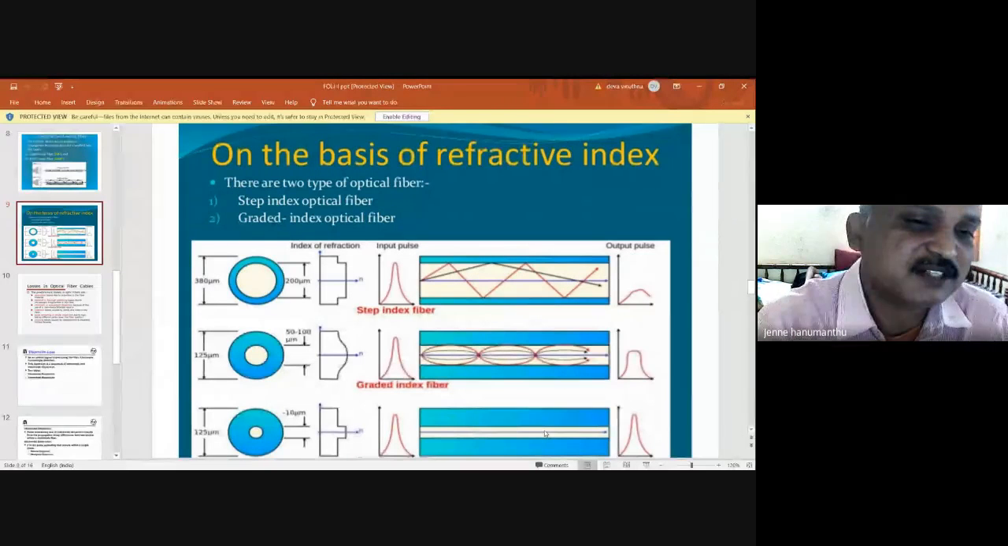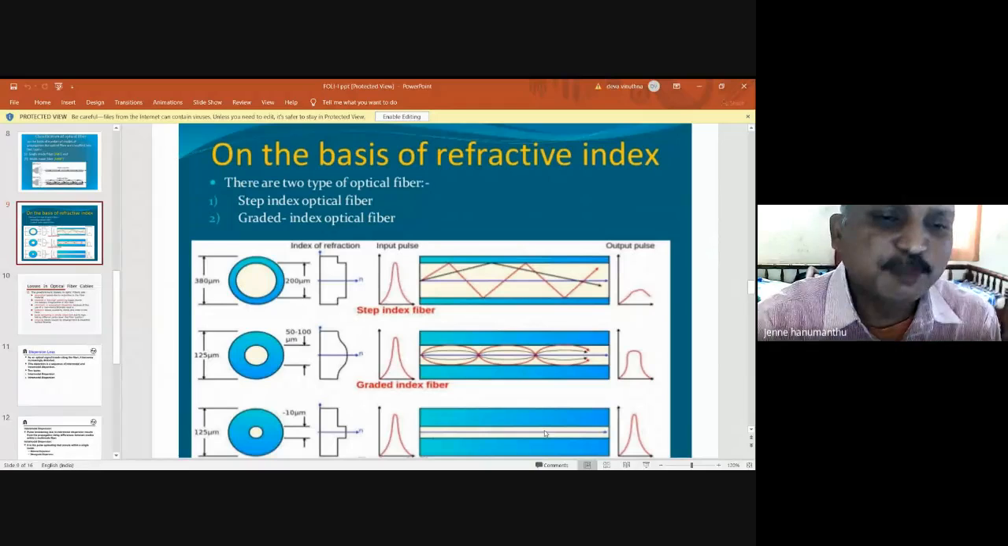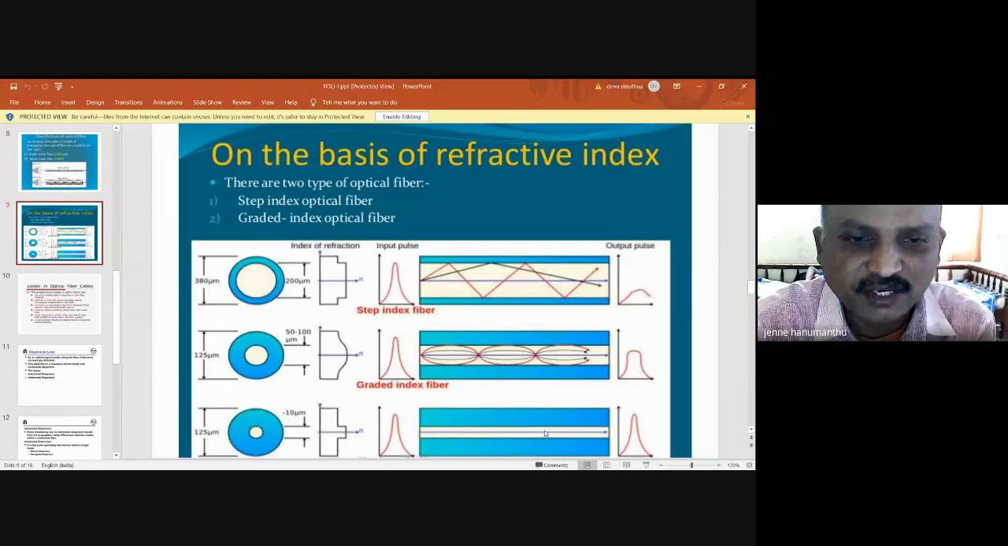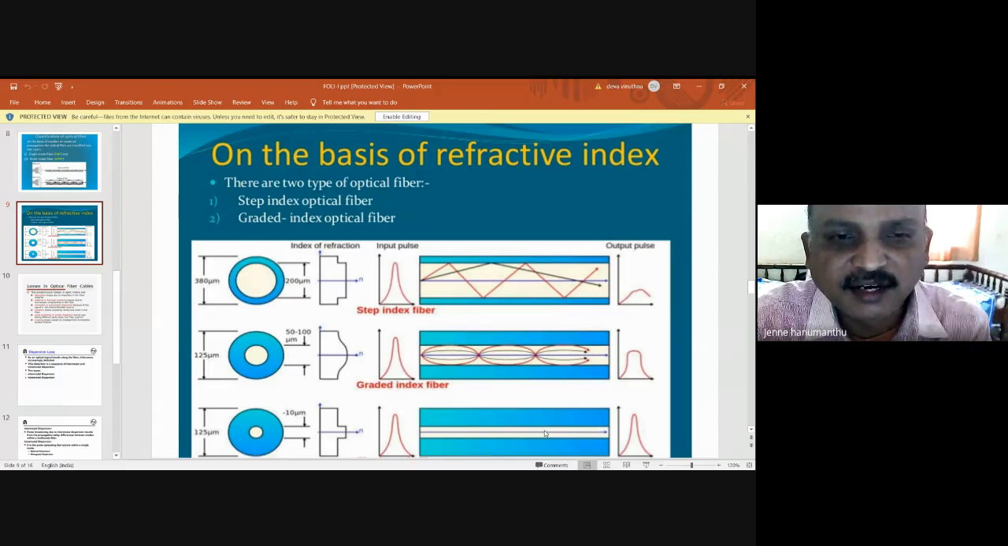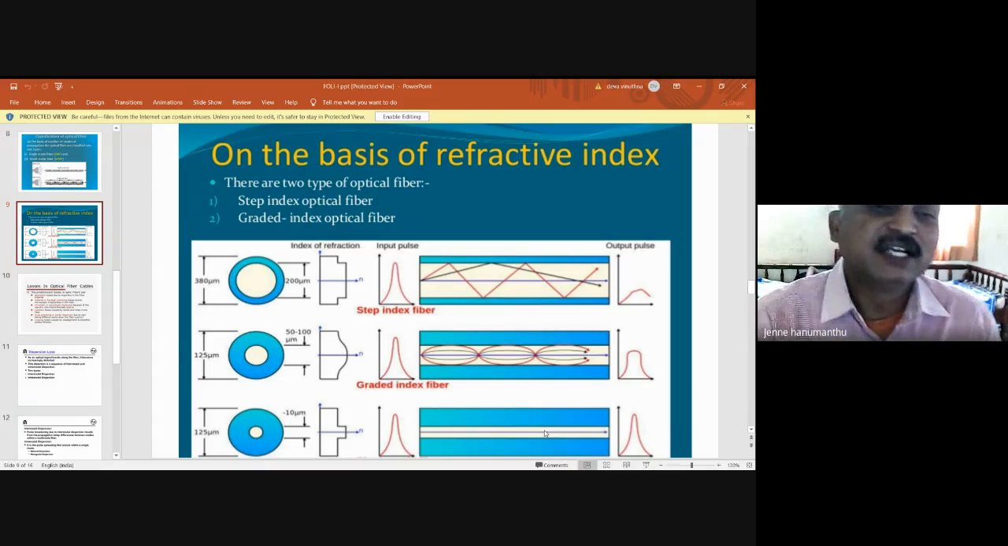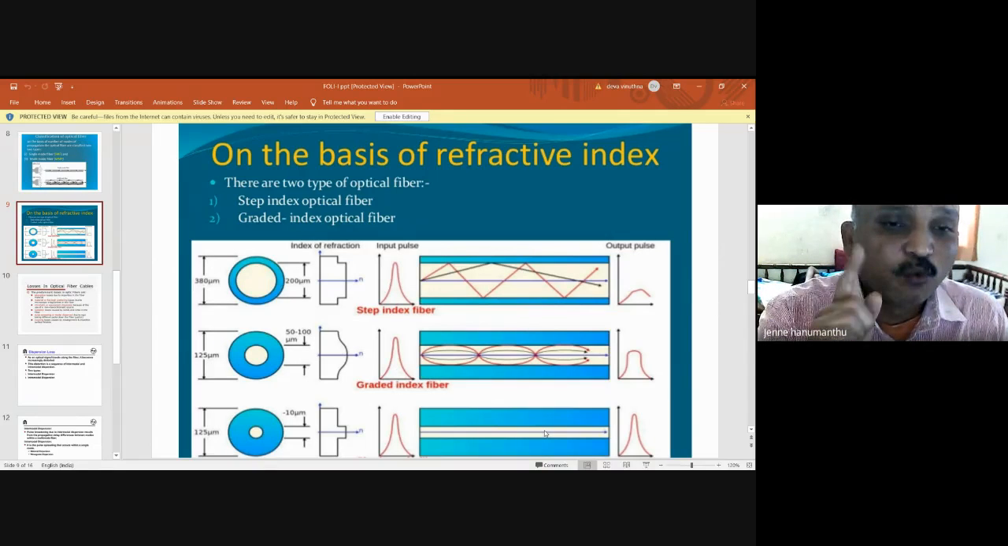But what happens? When light is propagating from transmitter to receiver through optical fiber, through the core of the fiber, when the light is within the core, no problem. But when the light enters from one cable to another cable through a connector or through a splicer process, what happens? Remember, this is one more loss.